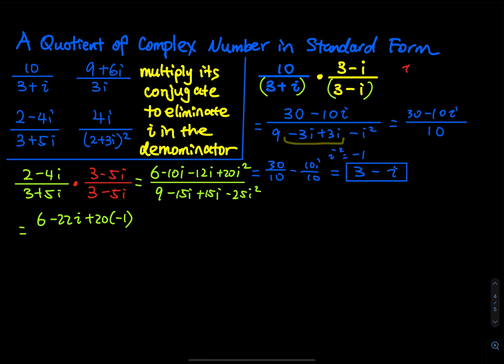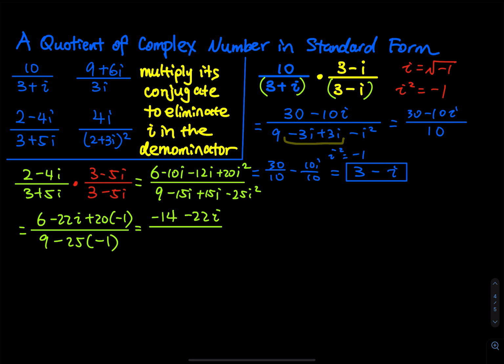Let me put this up here. So we have i equals the square root of negative 1. i squared is equal to negative 1. And then the bottom, you have a 9 minus 25 times negative 1. And then what else? The top, you have 6 minus 20, that is equal to negative 14. So you have a negative 14, and then minus 22i, that is the top.